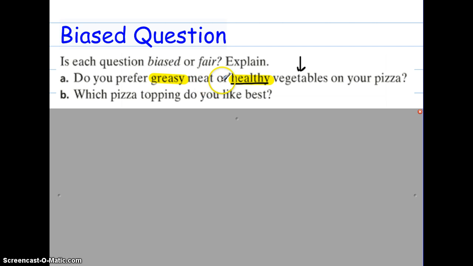Greasy meat doesn't sound very appealing. Healthy vegetables is rather a better option for you. But they shouldn't be able to put that in there and persuade you one way or another. You should just be able to come up with your own answer, which this open-ended question for B is. Which pizza topping do you like best? That is very fair, it's open, and it leaves the person that is partaking in the sample open to whatever pizza topping they like best.